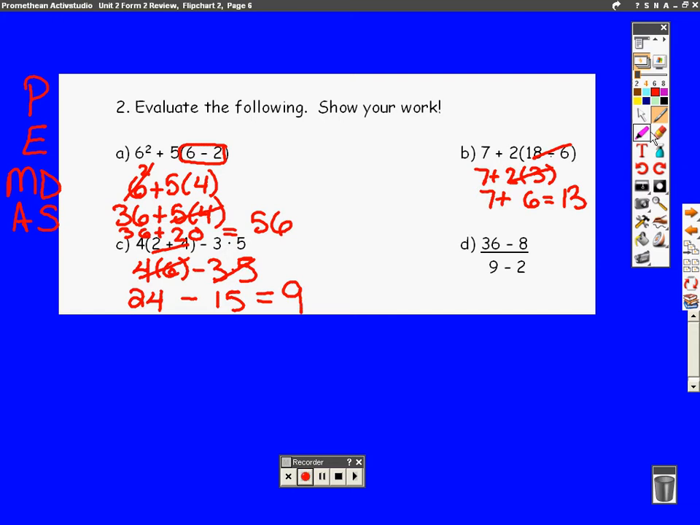To solve this division problem, we have to make sure we have one number in the numerator and one number in the denominator. So we have to subtract first before we can solve. So when we subtract first and then divide, we get an answer of 4.